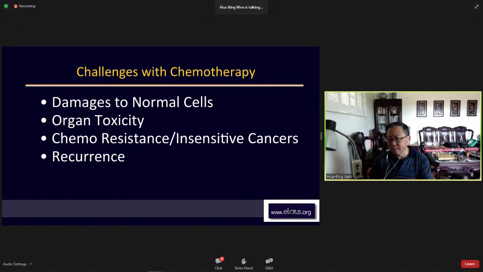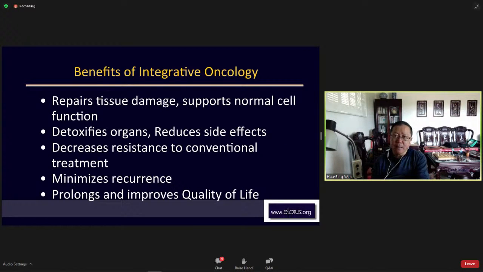So, we can pretty much look at it from different angles to add the Chinese herbs into this picture. So the benefit of the integrative oncology, you can repair the tissue damage, support the normal function. Basically, we focus on the 热湿气, detoxify organs to speed up the toxicity out of the system, reduce side effects. Yeah, so the faster, the sooner you get the toxins out, it's better.